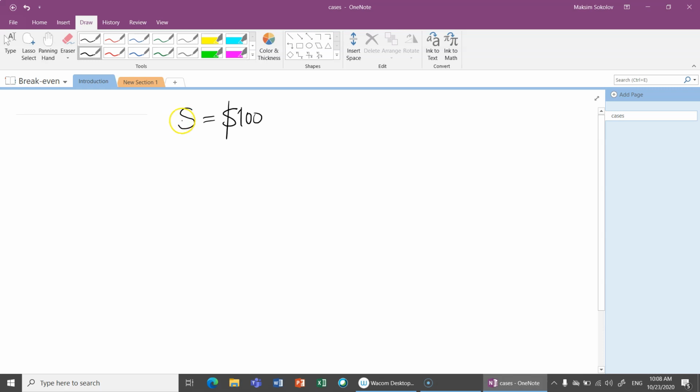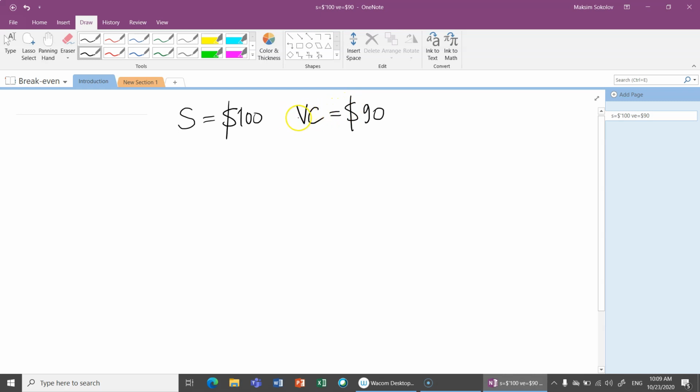So S will be the selling price of some item, which is $100. Assume that this item has what we call variable cost, $90. And variable cost is what we spend in order to make that sale possible. So, for example, if that $100 is a chair that we sell, then $90 could be materials that we spend to make that sale possible.